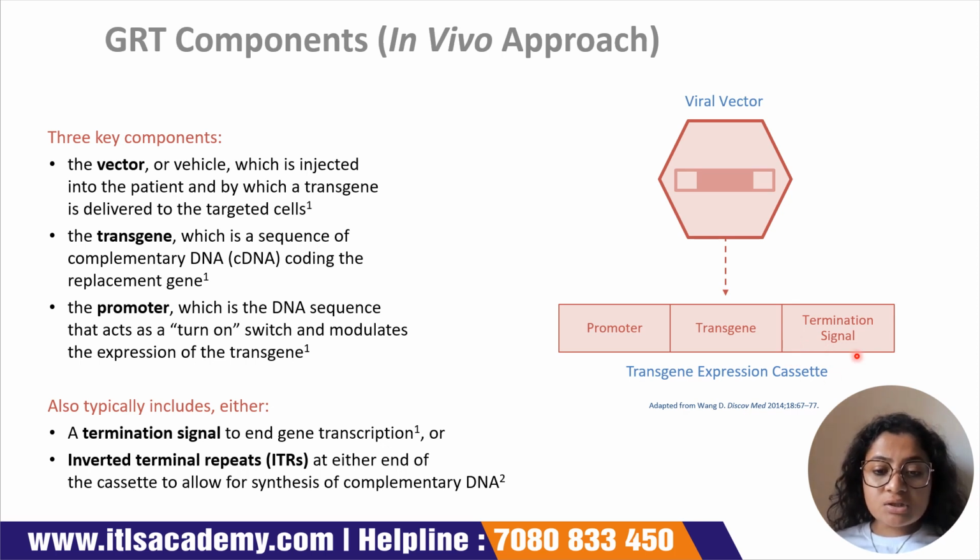Okay, so what is the role of the viral vector? It is basically the delivery vehicle. For the delivery, it is needed. So it is injected into the patient, and by which a transgene is delivered to the targeted cells of the patient. Then we have the transgene, which is nothing but a sequence of complementary DNA or cDNA, which is coding the replacement gene, means the corrected gene, which is actually required inside the body of the patient.